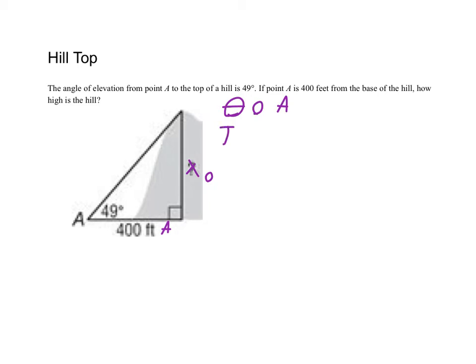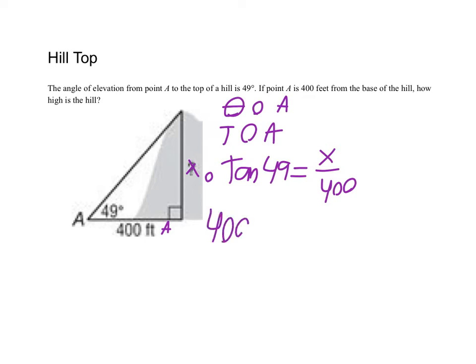The trigonometric ratio that we're going to use for this is TOA, or the tangent of our angle of 49 is equal to the opposite, the x, divided by 400, our adjacent side. I want to isolate my x, so I'm going to multiply both sides by 400. 400 times the tangent of 49 is equal to x. Therefore, x is approximately equal to 460 feet.